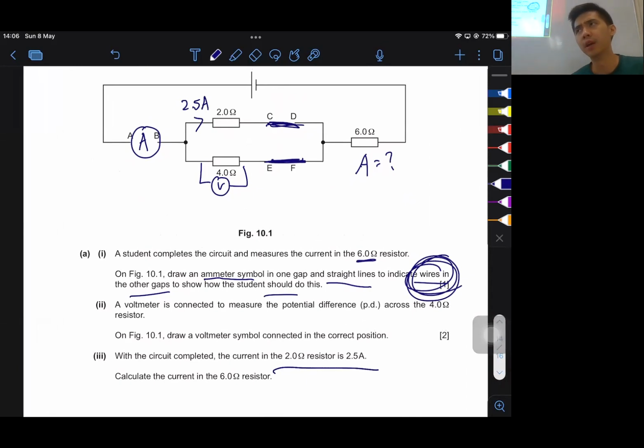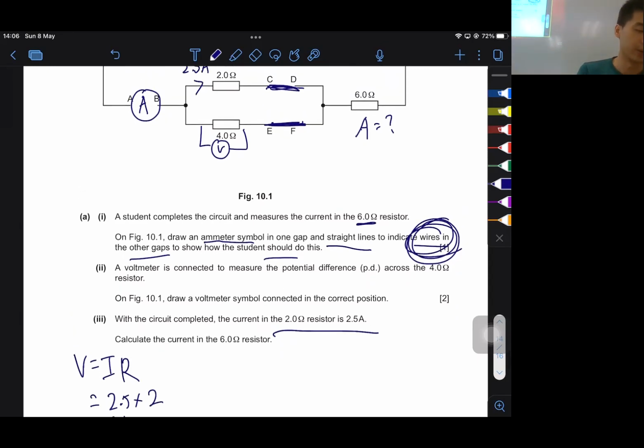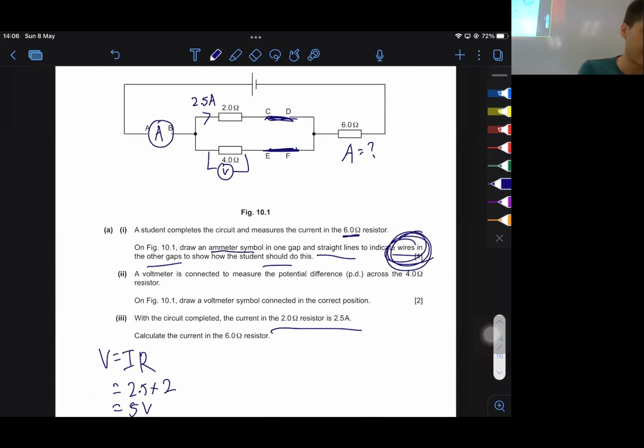What's the Ohm's law formula again? V equals to I what? V equals IR, right? Which is essentially going to be 2.5 amperes multiplied by the resistance of 2 ohm. You'll get 5 volts here, right? From here, first things first, you know for a fact that there will be 5 volts here.